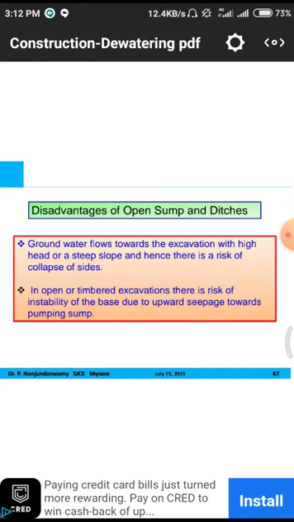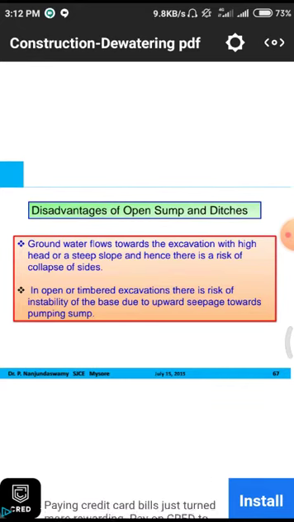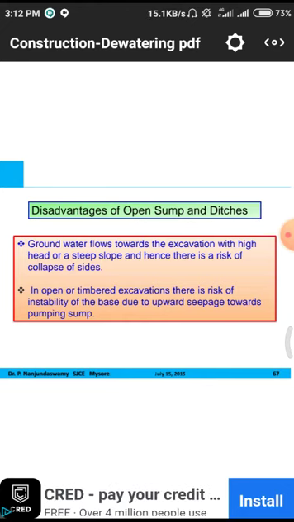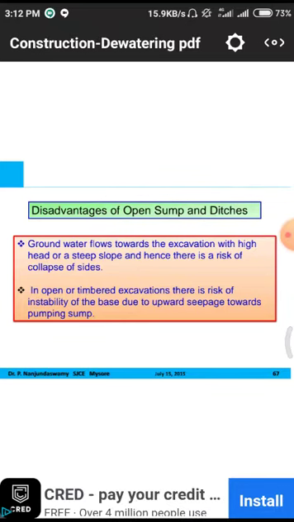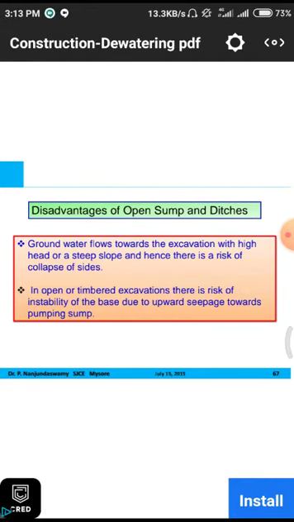And next, all those are examples with respect to advantages. Now, a few disadvantages. Simply two disadvantages are associated with these sumps and ditches. The first one is groundwater flow towards the excavation with a high head or a steep slope, and hence there is a risk of collapse of sides.